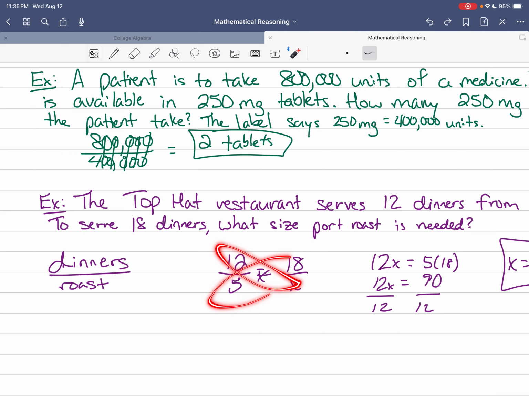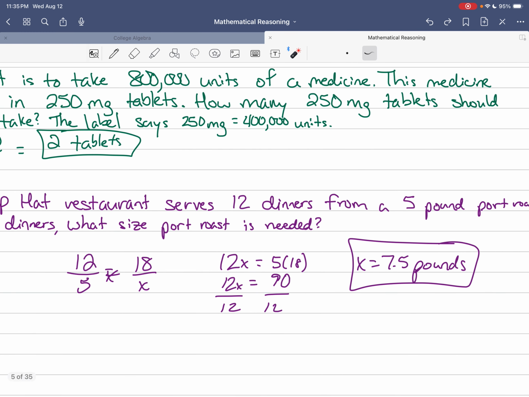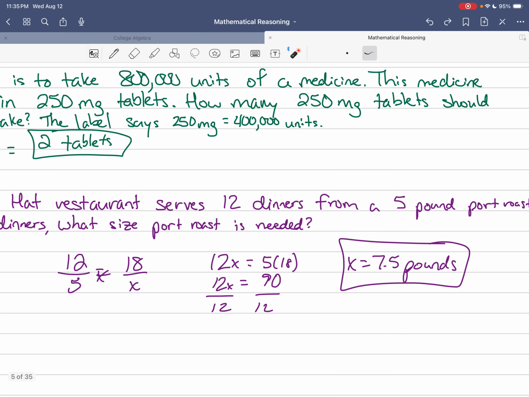So you're going to cross multiply. 12 times x is 12x. 5 times 18 is 90. Divide both sides by 12, and we figure out that we need a 7.5-pound pork roast.